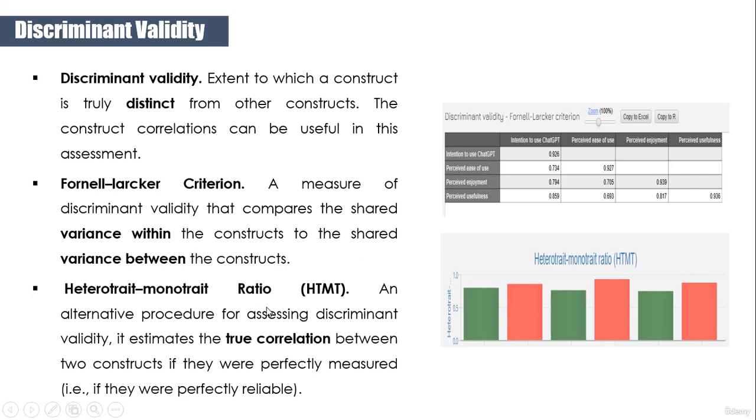And the heterotrait-monotrait ratio also determines the true correlation between two constructs. That means the correlation between two constructs is determined by HTMT. If the correlation value between any two constructs is above 0.85 or above 0.90, at that time it is said that these two constructs are not different, because when there is high correlation between two constructs, it means that the constructs are not distinct from each other. At that time we violate our discriminant validity.